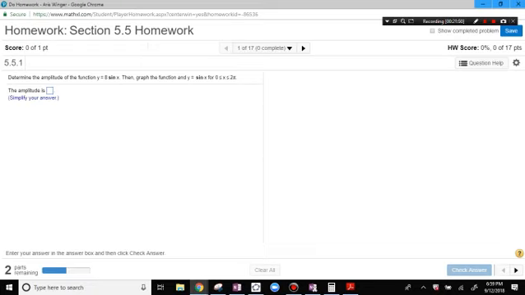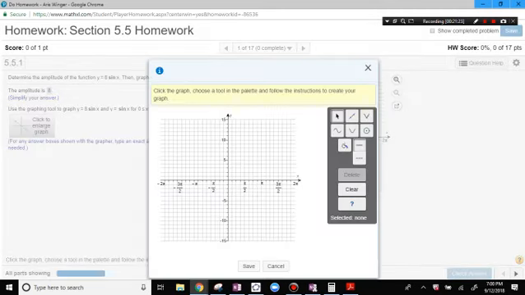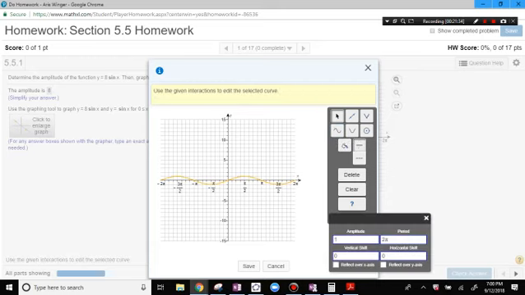Determine the amplitude of the function y equals 8 sine x, and then graph it. The amplitude is 8. Questions? Here's how you graph it using the graphing tool. They want you to graph both 8 sine x and the original. So you click on this, and one of these is the sine function and one is the cosine, so it's that one that's the sine tool. You click the sine tool, and if you just click on the graph, it gives you the original one. And you don't have to change that.